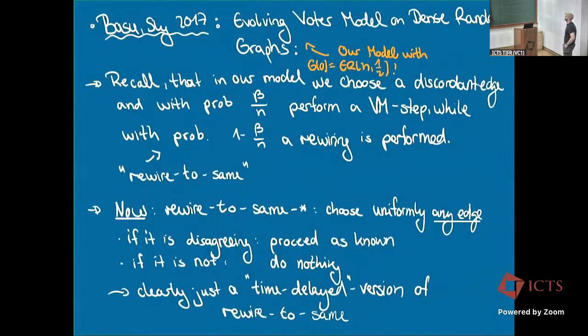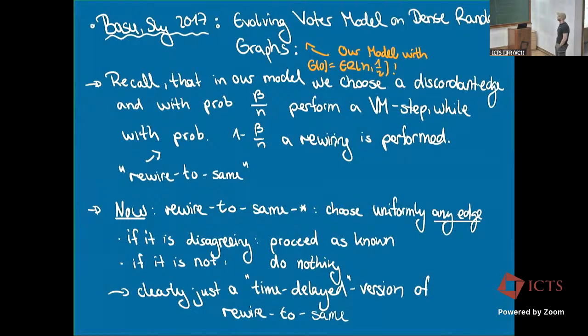And then I will try to turn over to our setting and try to convince you that that duality is also playing a role there. So we have this paper by Professor Basu and Sly on the evolving voter model on dense random graphs, where we have the model that Elena pointed out yesterday, just initialized at the Erdos-Renyi G(n,1/2) graph.